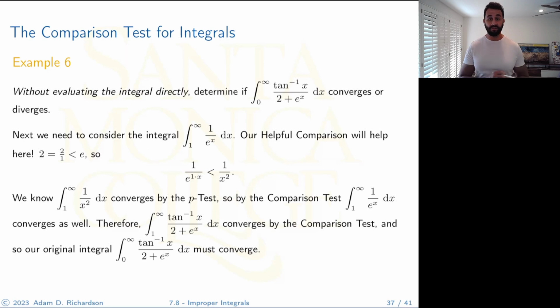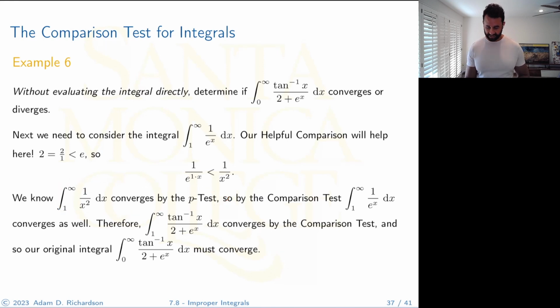Well, our helpful comparison, that nifty inequality that I just told you about, can help here, because here 2 is n and 1 is m. And we know that 2 over 1 is less than e. So now we know that this has to be true. That's just using that inequality from that previous theorem. Now we know that this integral converges by the p-test. We know that converges by the p-test.